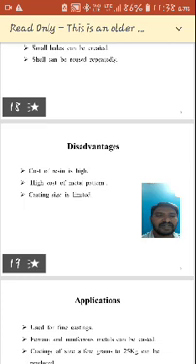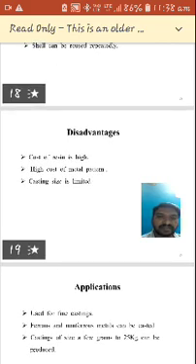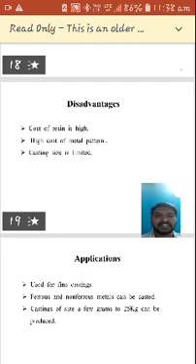Coming to the disadvantages, the resin cost is high. The cost of the metal pattern is also high. You are not going to use wood or any other material; it requires only a metal pattern, which is why the cost is high. Moreover, the casting size is limited. Only limited sizes can be produced, and we cannot vary the sizes of the castings. That is the main disadvantage.